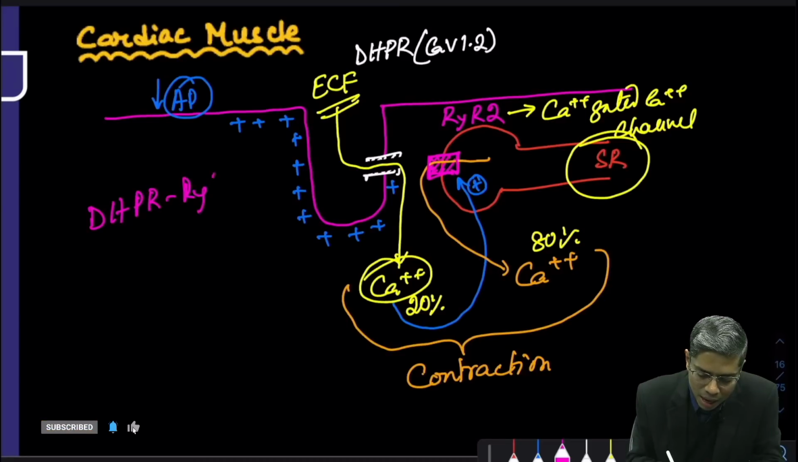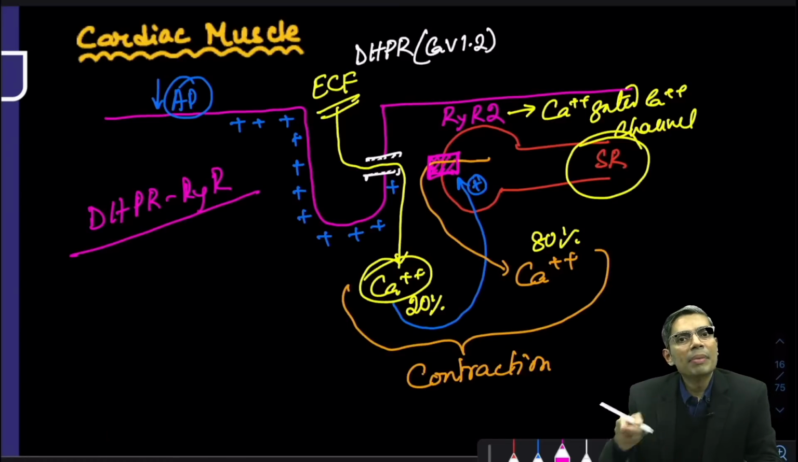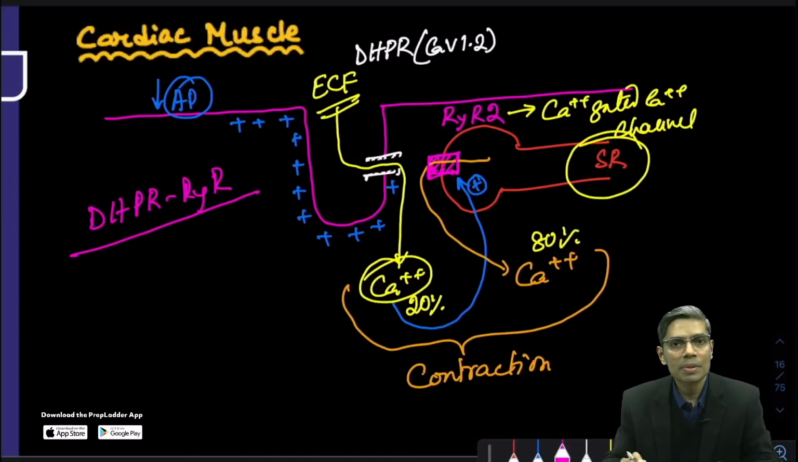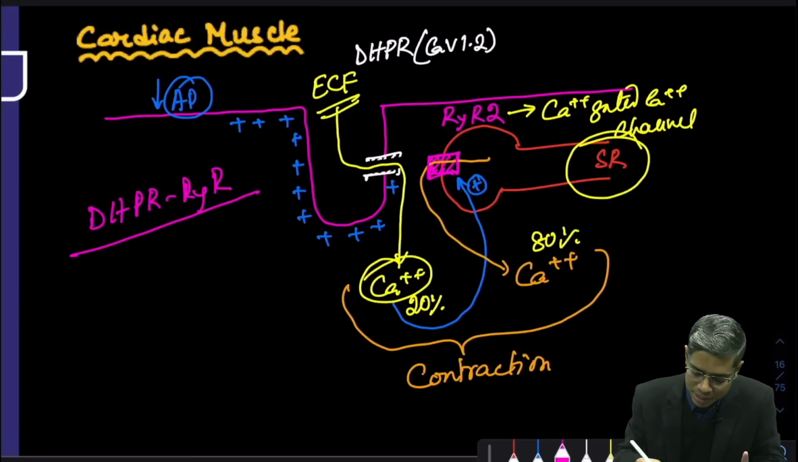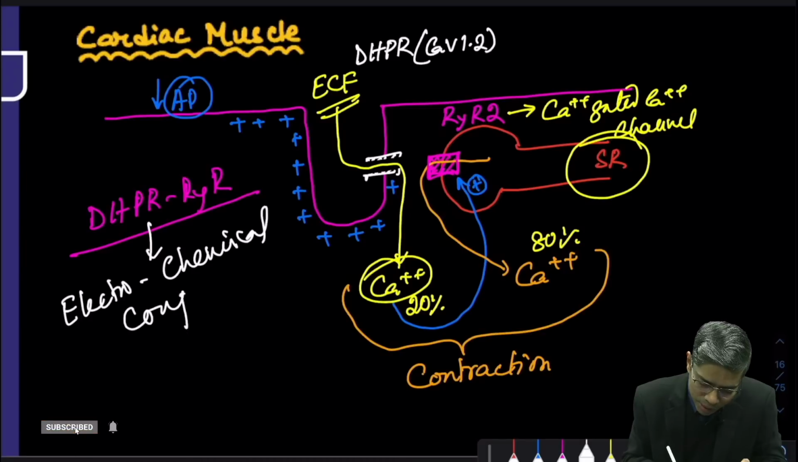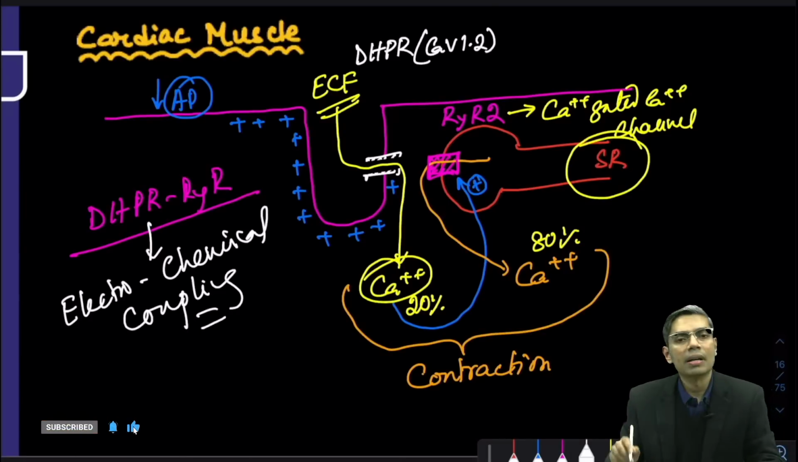DHPR and RYR coupling. Is it a mechanical coupling? Is there any mechanical or physical interaction between these two receptors? The answer is no. There is no physical interaction, but who is communicating between these two channels? Calcium. Calcium is a chemical substance. That's why this is known as electrochemical coupling in the case of cardiac muscle.